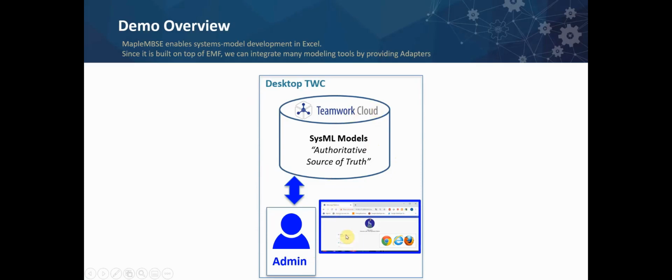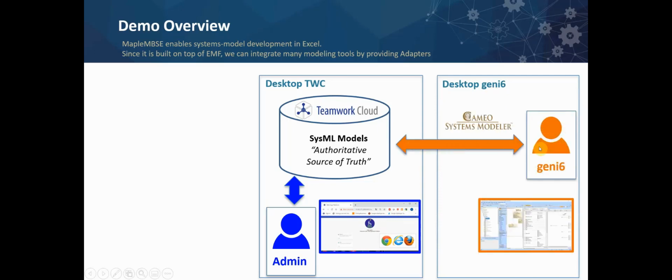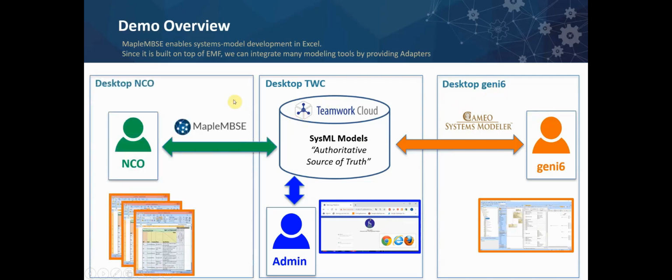Aside from that, there is a desktop Genesix, which is basically there to demonstrate a Genesix actor playing with the centralized model through Cameo Systems Modeler. So this is the standard system engineering environment. The third screen is desktop NCO. Desktop NCO involves the NCO actors who will interact with Teamwork Cloud through the MapleMBSE component, according to several views that are represented in Excel sheets. That's the role of NCO, playing with that centralized model through MapleMBSE. And that's what we are going to see right now in this demonstration.